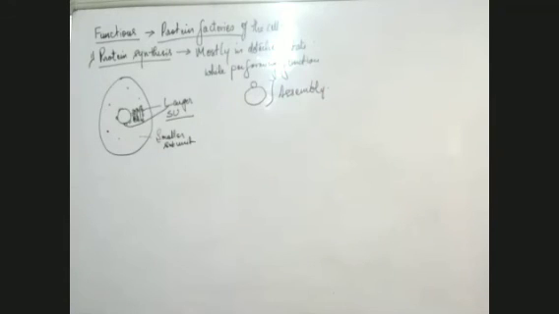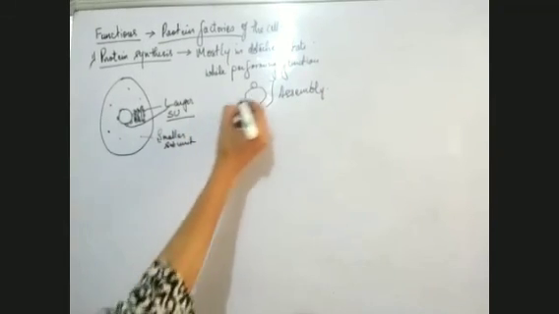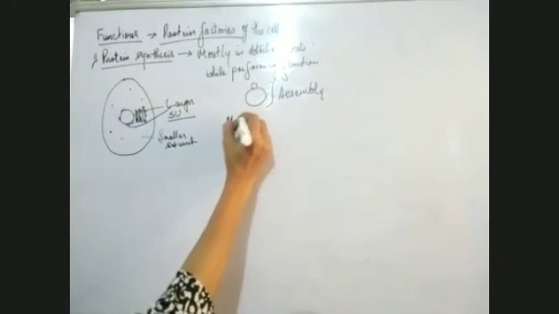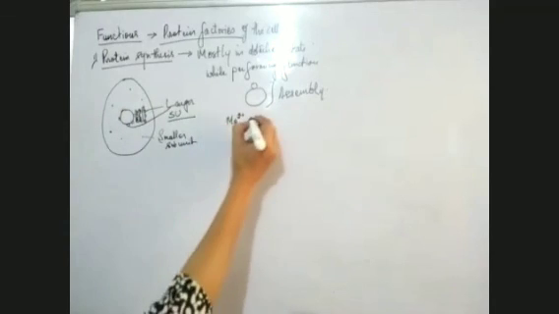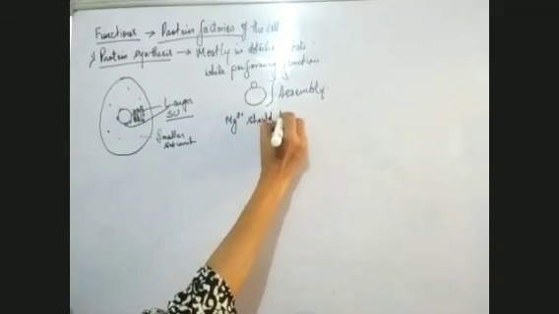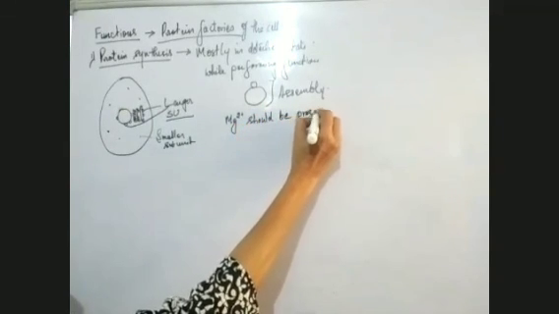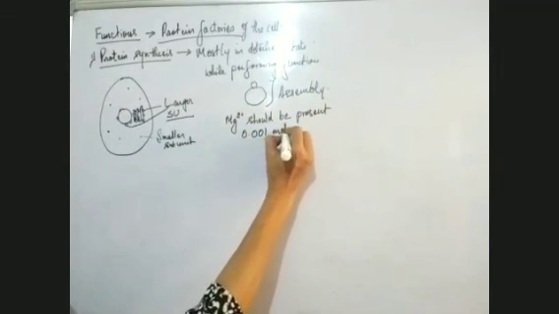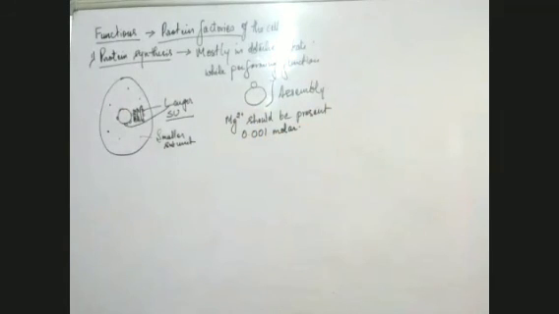Now, this attachment is possible only when magnesium ions are present in the cell. This assembly takes place in the presence of magnesium ions. They should be present at a concentration of 0.001 molar. When magnesium ions are present in this concentration, the smaller subunit attaches to the larger subunit, and this process of attachment is known as assembly.